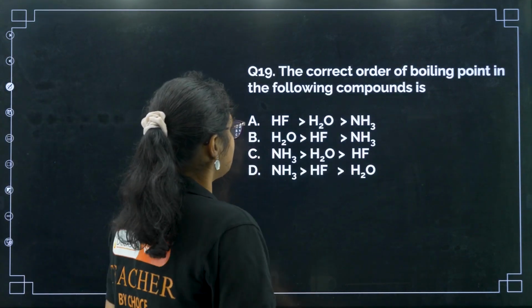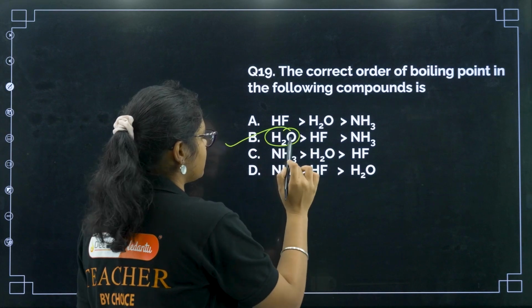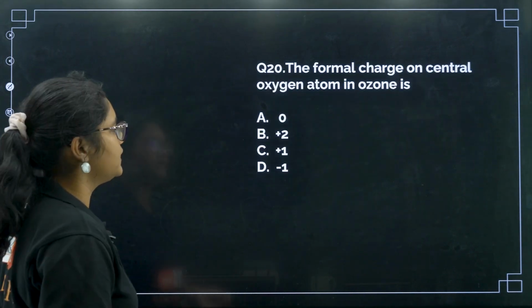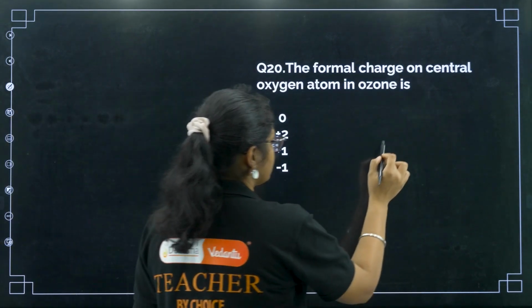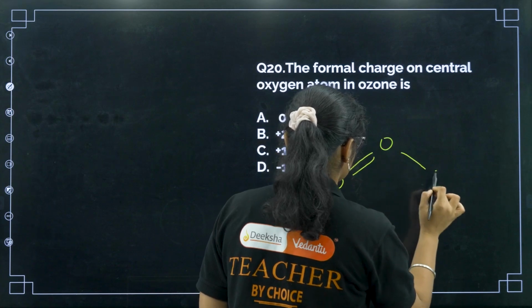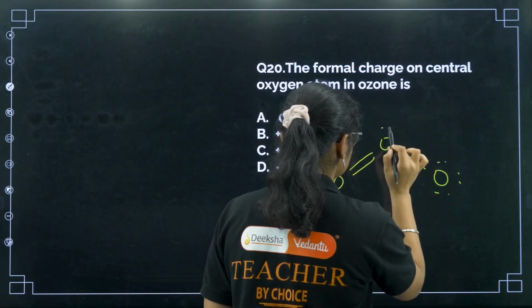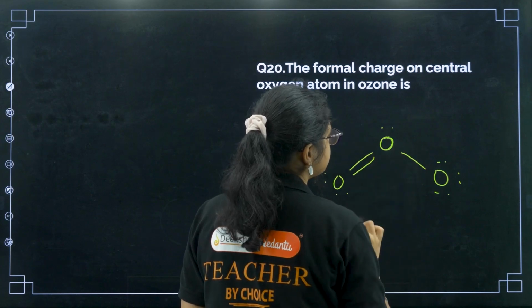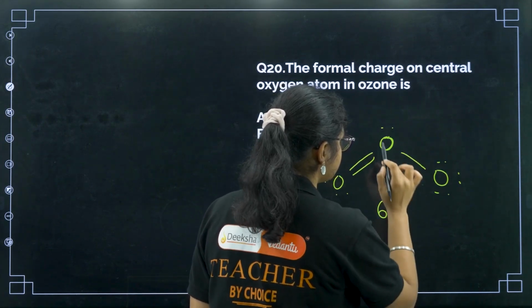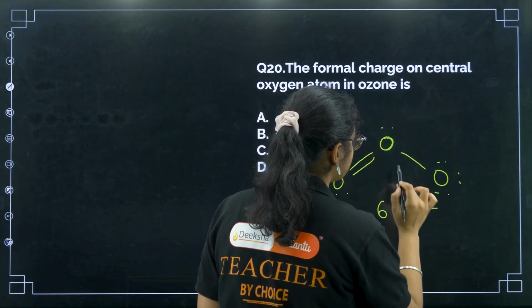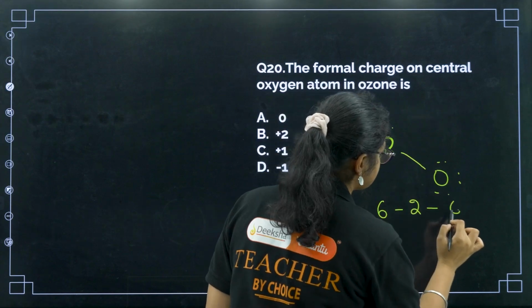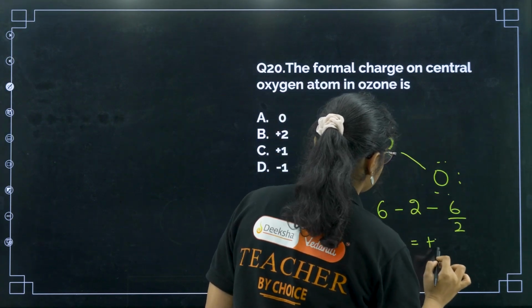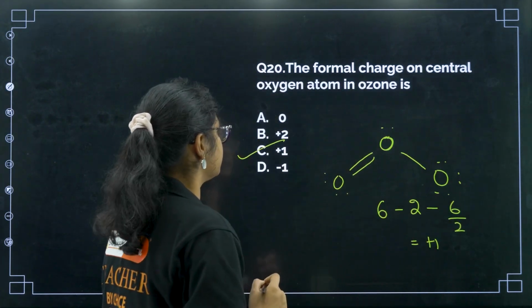Next, the boiling point. Water has more boiling point because of hydrogen bonding, so option number B here. Formal charge on ozone: if you just calculate the structure of ozone, it is like this. We have to calculate the formal charge of this oxygen, so total valence electrons is 6, non-bonding electrons is 2, and then bonding electrons 1, 2, 3, 4, 5, 6 divided by 2. So we will get plus 1, so the correct answer is option number C.